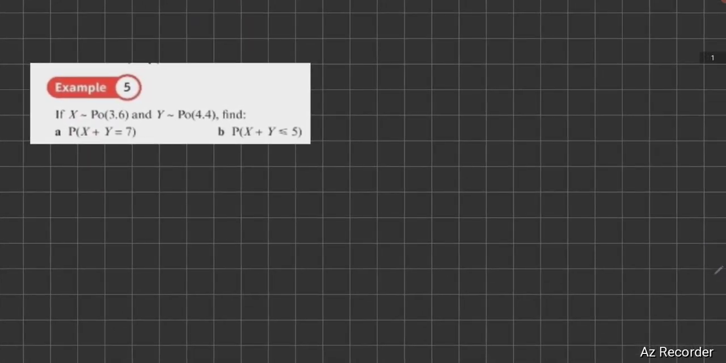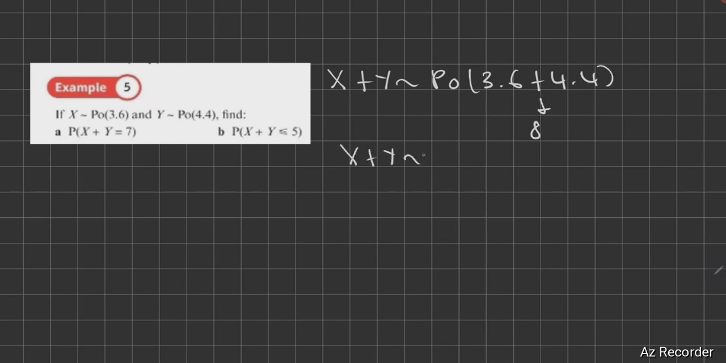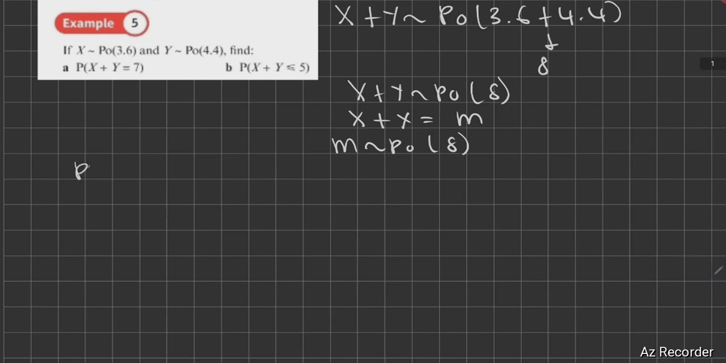Starting with the first example, if we want to do adding X and Y, then we do X add Y, Poisson 3.6 add 4.4, this is equal to 8. So if we rewrite that, X plus Y is Poisson 8. We could also rewrite X add Y as M, just to make things simpler. So M is the Poisson of 8. Then we want to do the probability that X add Y, or M, is equal to 7, so the probability that M is equal to 7.